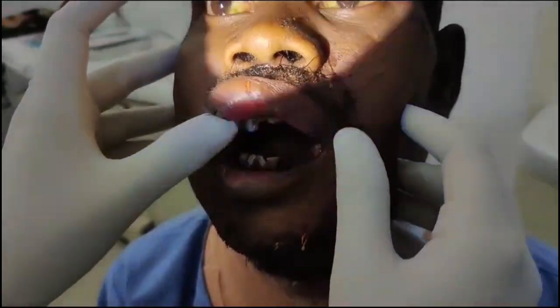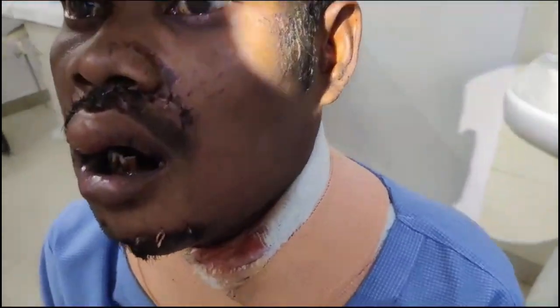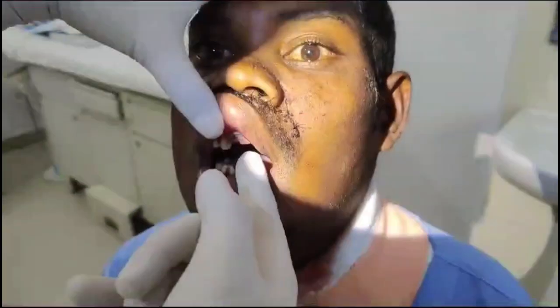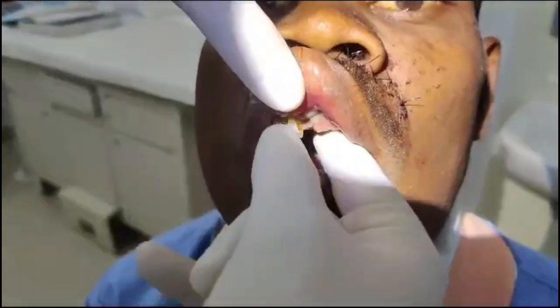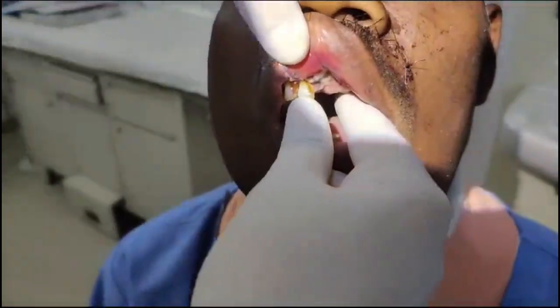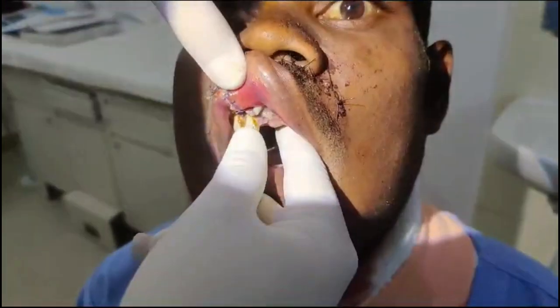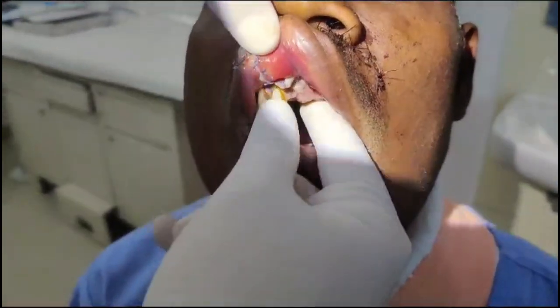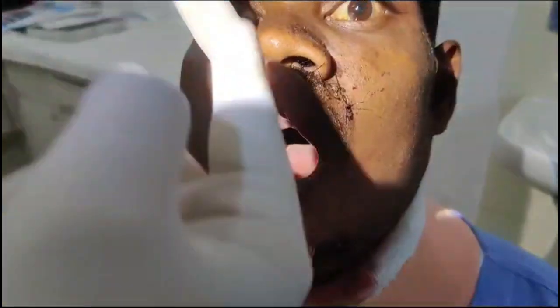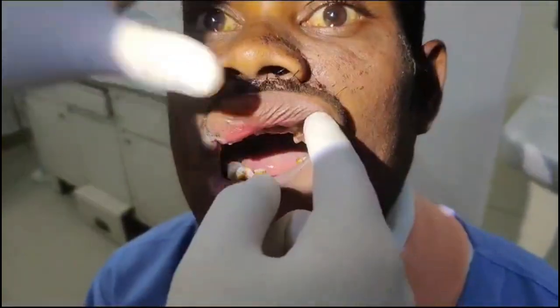How do we examine? With our index finger and the thumb. We will put our index finger over the palate and thumb over the upper teeth and gently put pressure over it. In cases when there is a maxillary or palatal fracture, this whole fragment moves upward and downward. This is not seen.